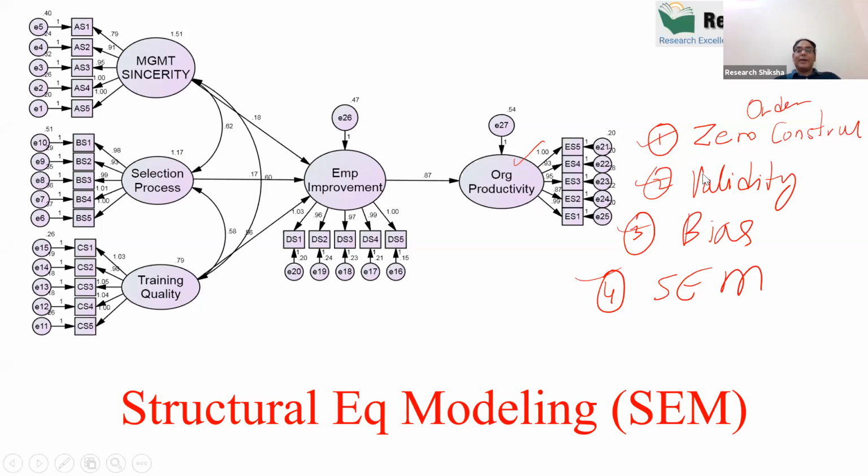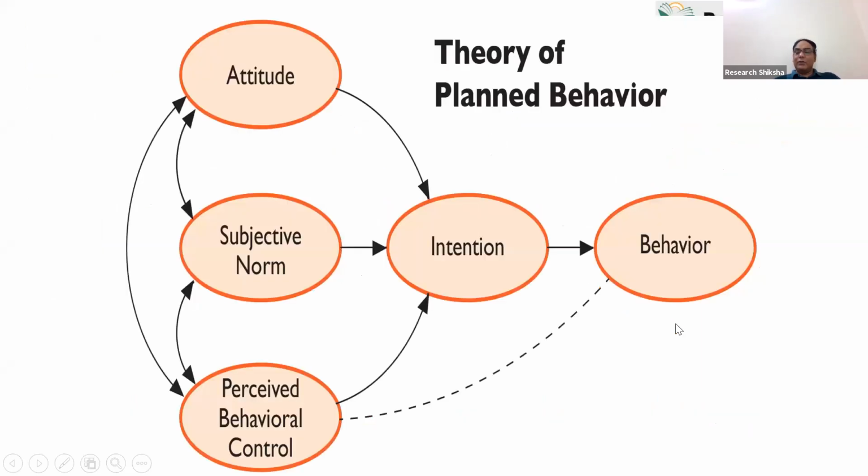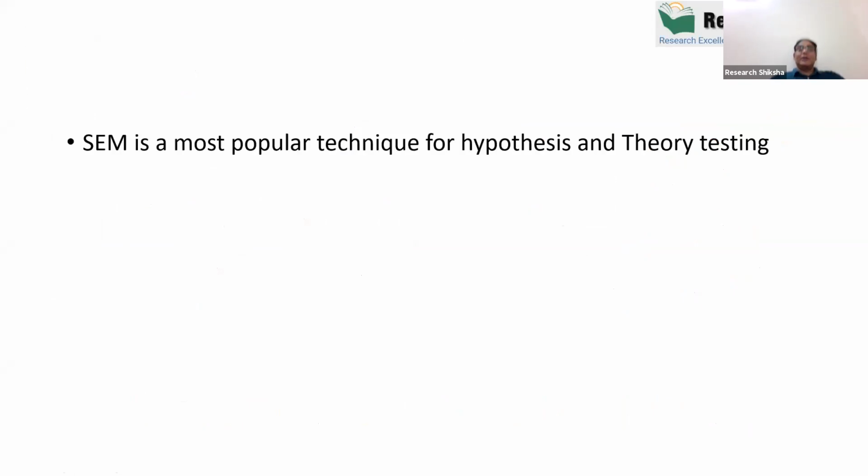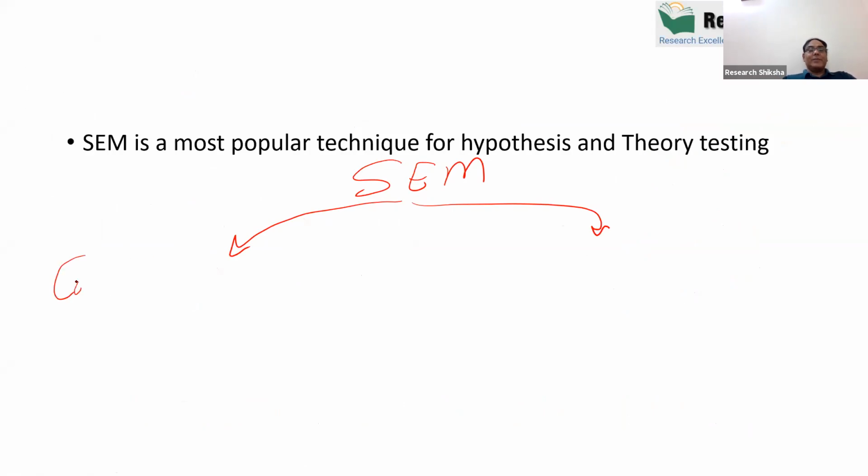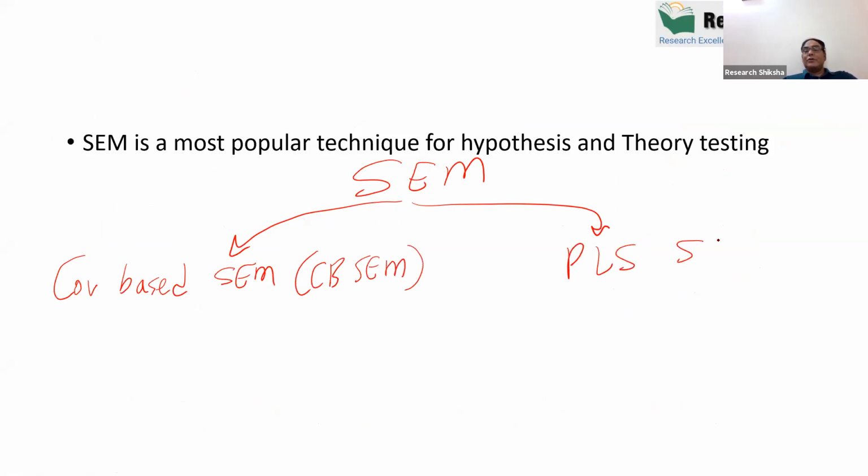Okay, so I am coming back to the model. But before that, one thing I want to tell you, which is very important. There are 2 types of SEM. One is known as covariance based SEM, known as CB-SEM, and the other is called PLS-SEM. So there are two types of SEM: covariance based SEM and partial least squares SEM.